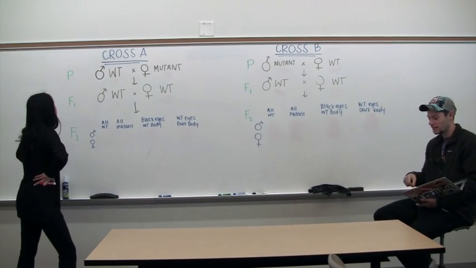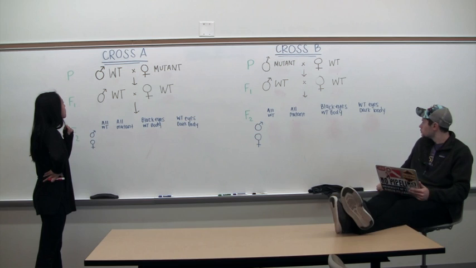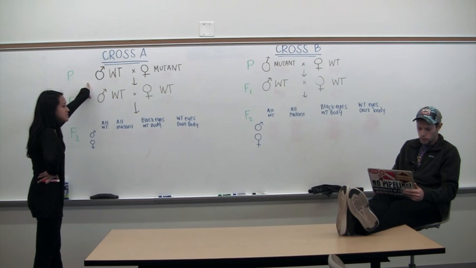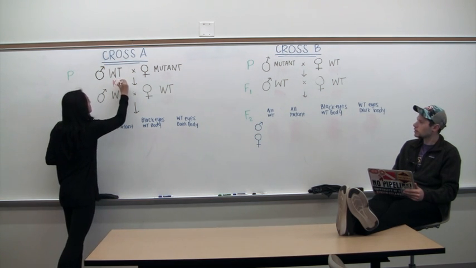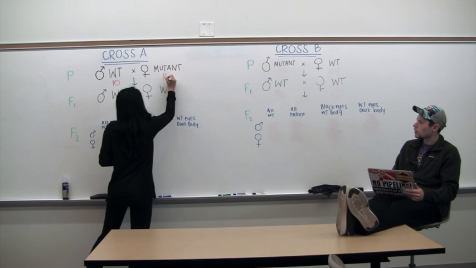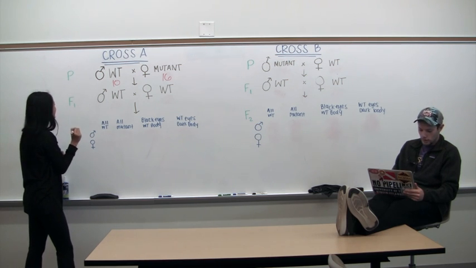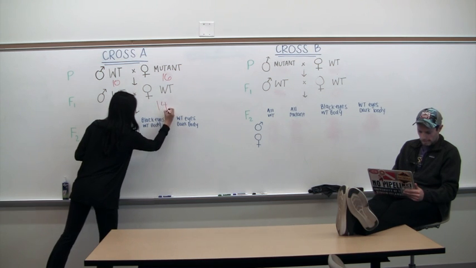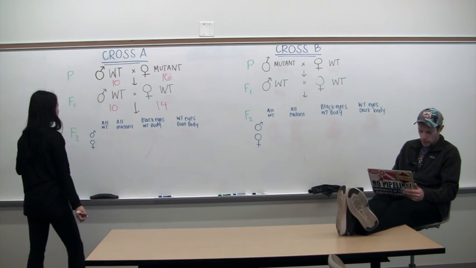Okay. For cross A, for the parental cross with wild-type males and mutant females, how many wild-type males did we have? We started out our initial cross with 10 wild-type males and 16 mutant females. Okay. And then they made sweet, passionate love and produced the F1. And then we had 10 males for that and 14 females. All wild-type? Everything was wild-type. Okay. And so they crossed with one another? The intercross, yeah. Yep.